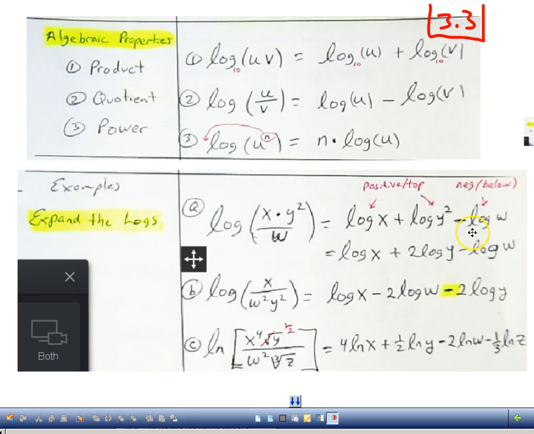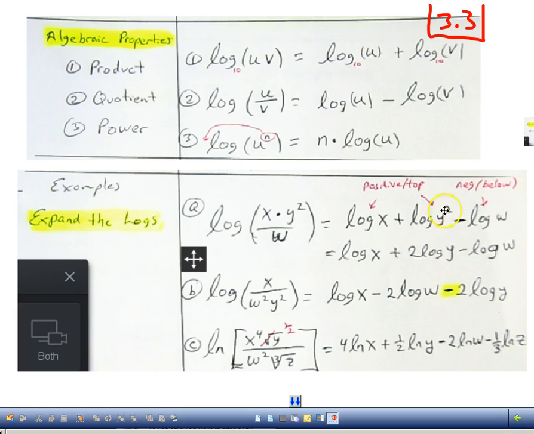Okay, so another way to think of this is that the first two logs, the log for x and the log for y, are both positive because they happen to be in the numerator, whereas the log of w is negative because the w happens to be in the denominator, which means that it's dividing the overall expression. Alright, so now, can I do anything more with this expression?